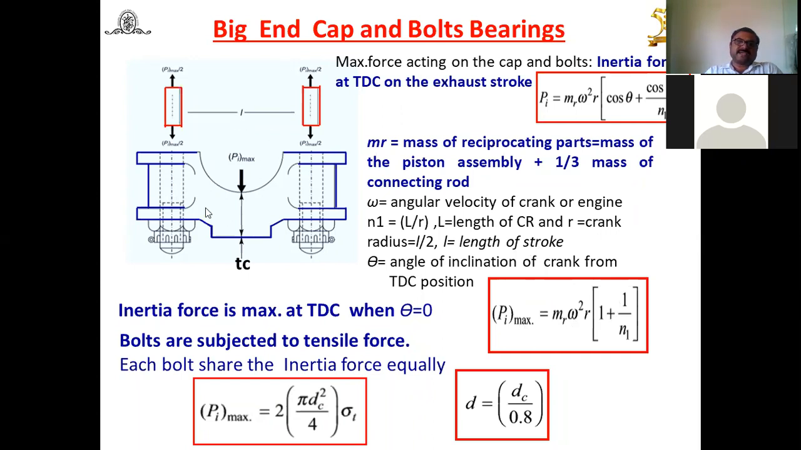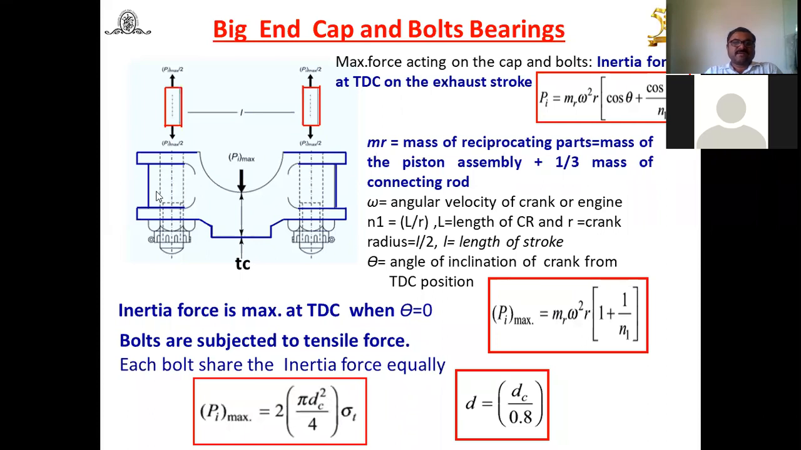This force P_max is shared by these two bolts, one from this side and one from this side. This force area means π/4 into Dc², where Dc is the core diameter of the bolt, and σt is the allowable tensile stress for the bolt material. So we can say P_max is equal to 2 times the bolt area into σt of the bolt material. Comparing these equations, what will you get here?